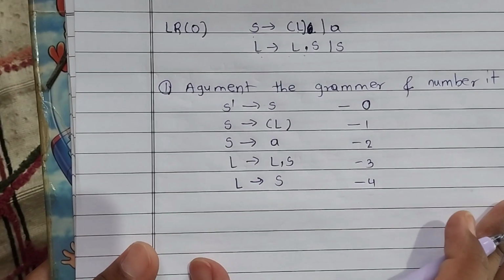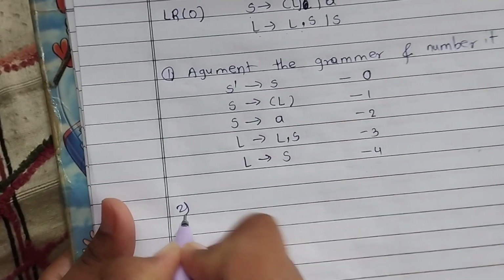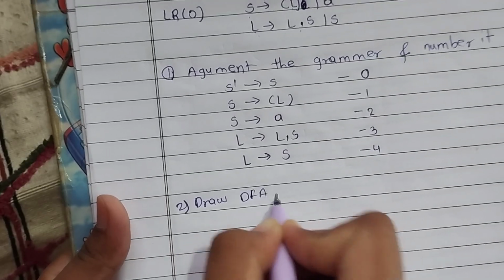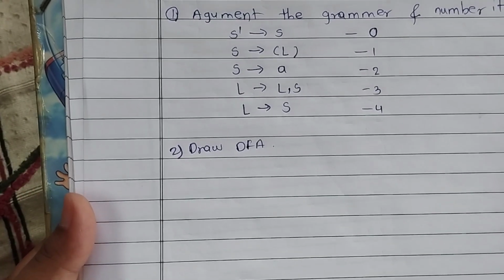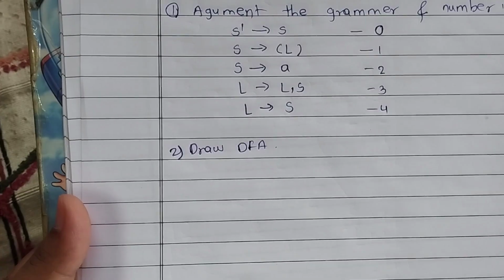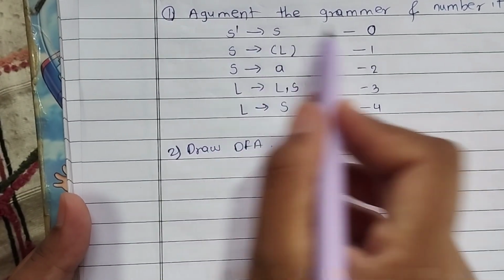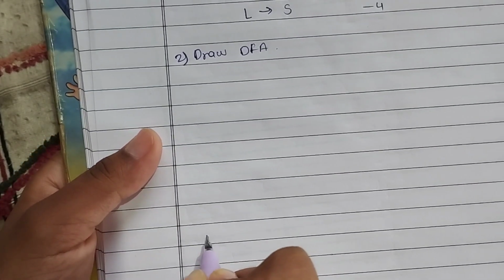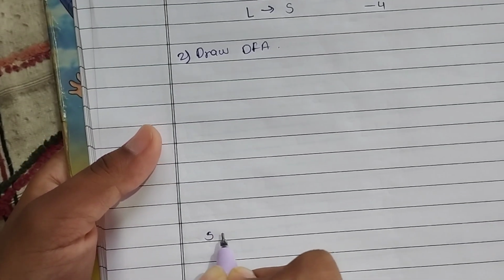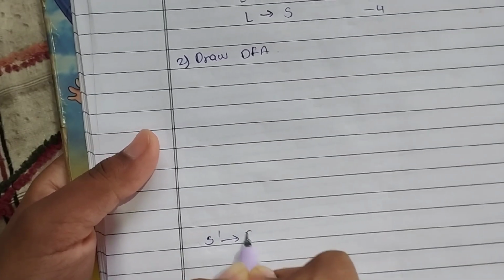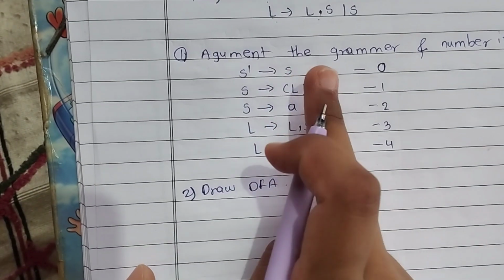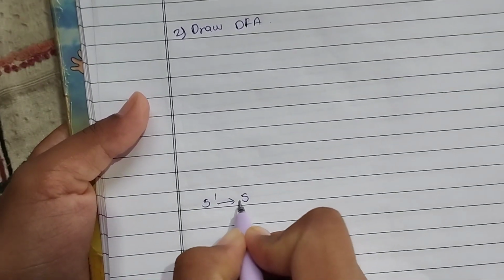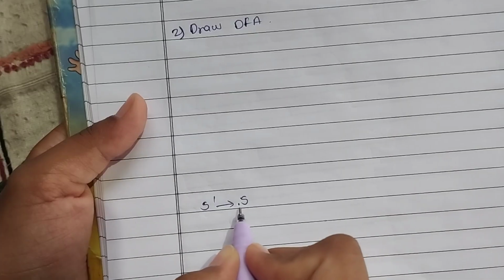So this is the first step. Now the second step, draw the DFA. So we start from the 0th position. S' → S, this is the 0th grammar, and before that we mention the dot symbol. So S' → .S.